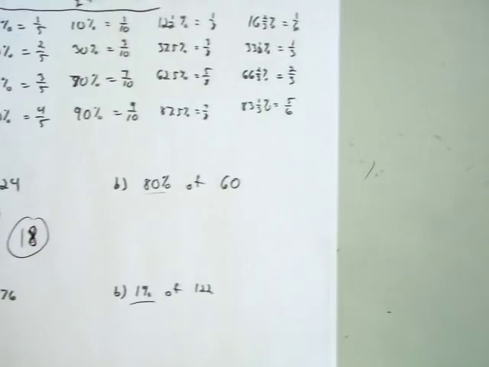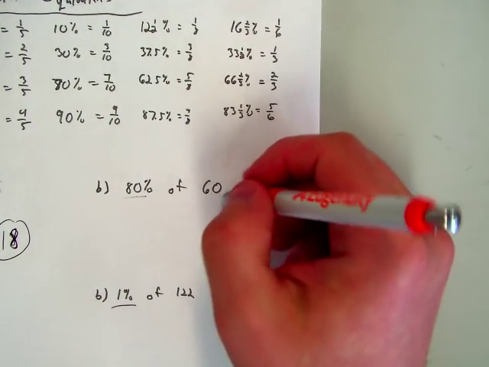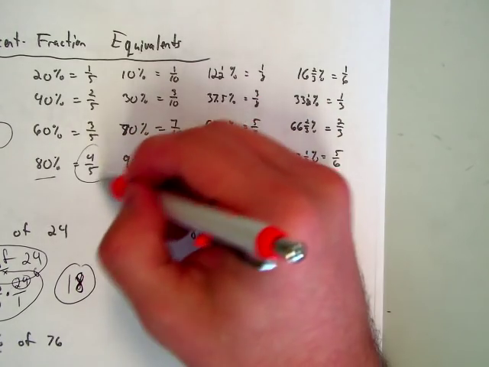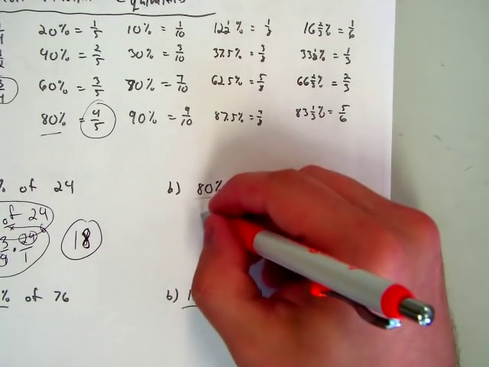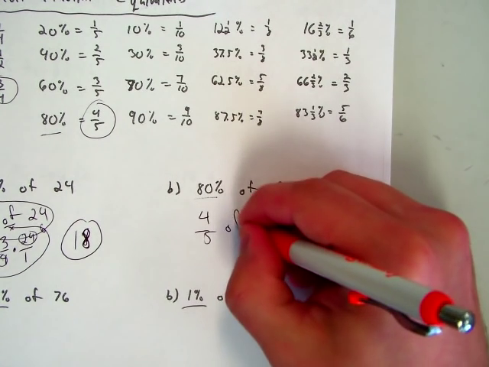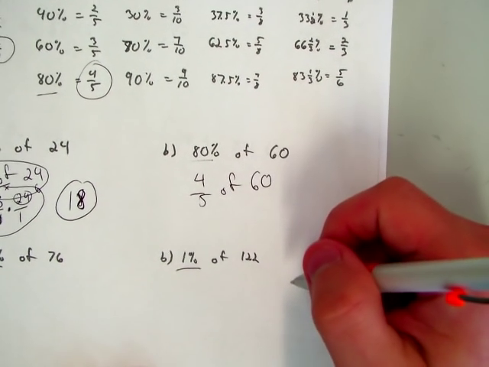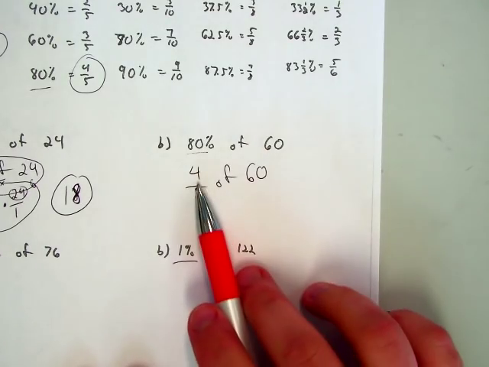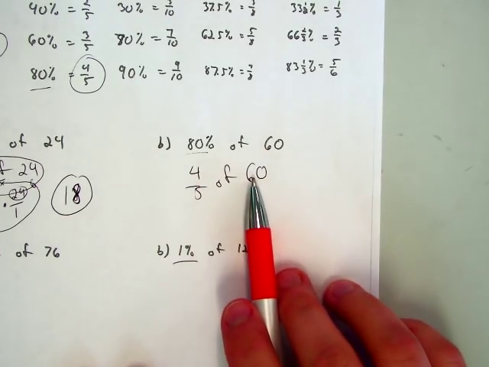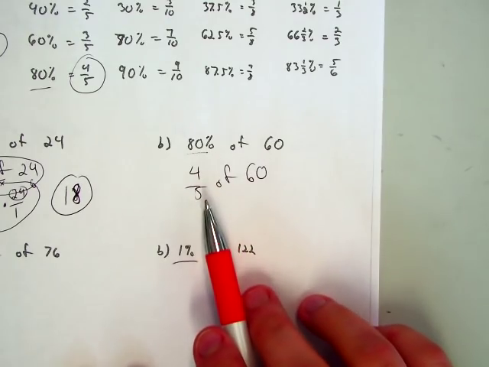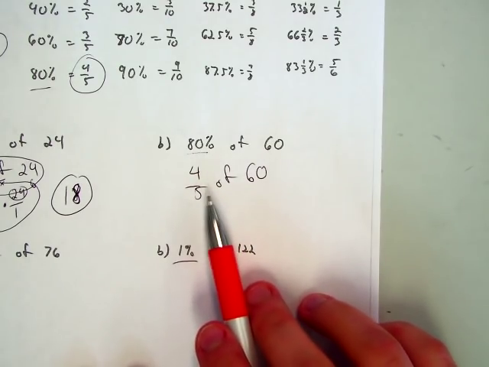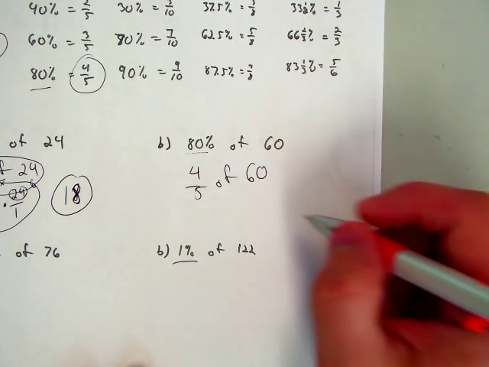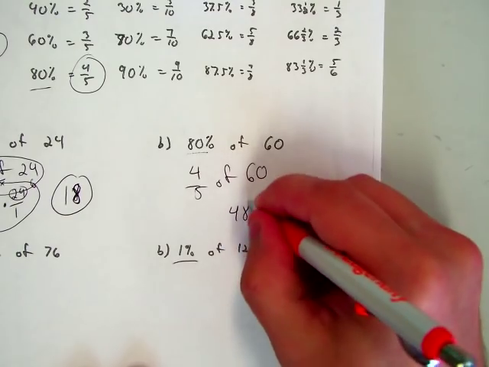So letter B, it says 80% of 60. Well, let's go up to the table here and find 80%. 80% is right here. So 80% is 4/5. So this is really 4/5 of 60. I know that 4 divided by 5 times 60 is also the same as 4 times 60 divided by 5. But I could also move this 5 over here, so 60 divided by 5. 60 divided by 5 is 12. So 4 times 12, this is 48.